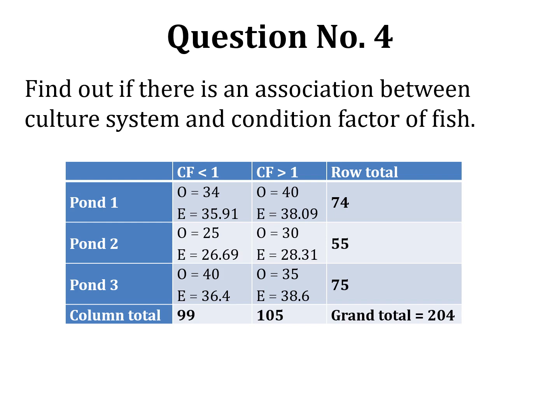Then in the next cell, we have fish with condition factor greater than 1 present in pond number 1, and the answer is 38.09. And then in the next cell, we have fish with condition factor greater than 1 present in pond number 2, and the expected frequency is 28.31. And then in the next cell, we have fish with condition factor greater than 1 present in pond number 3, and the expected frequency is 38.6. So this is how we have calculated our expected frequencies for every cell.